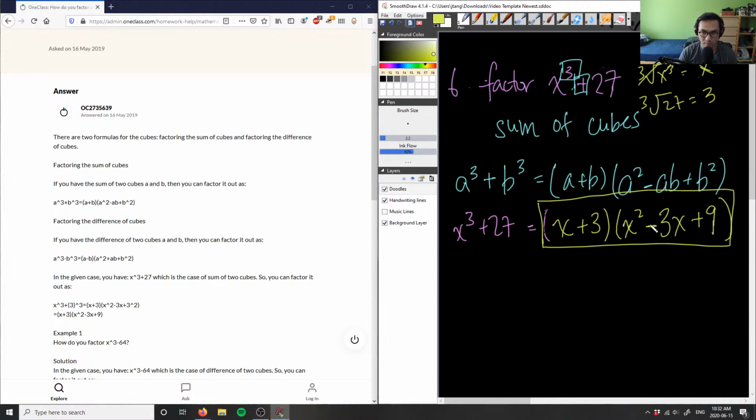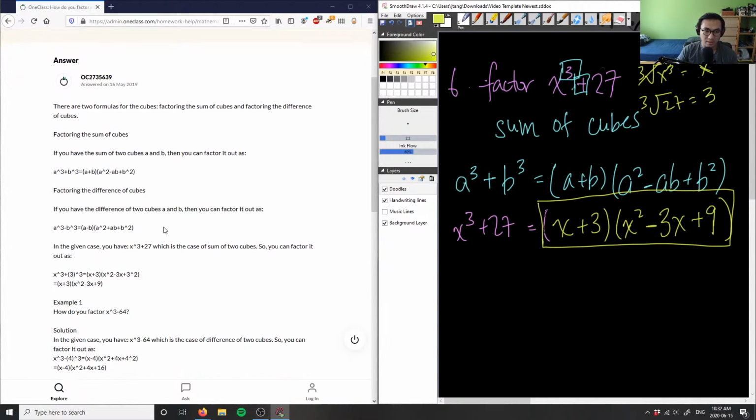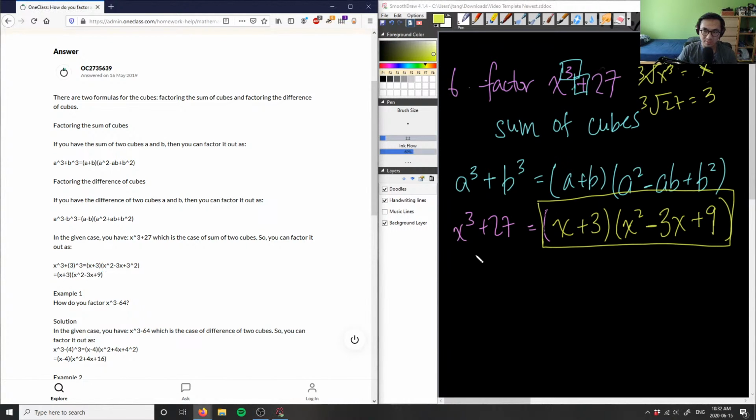So this here will be the factored form of x cubed plus 27. And as you can see, this solution is correct because you have x plus 3 and x squared minus 3x plus 9. So this solution here is correct.